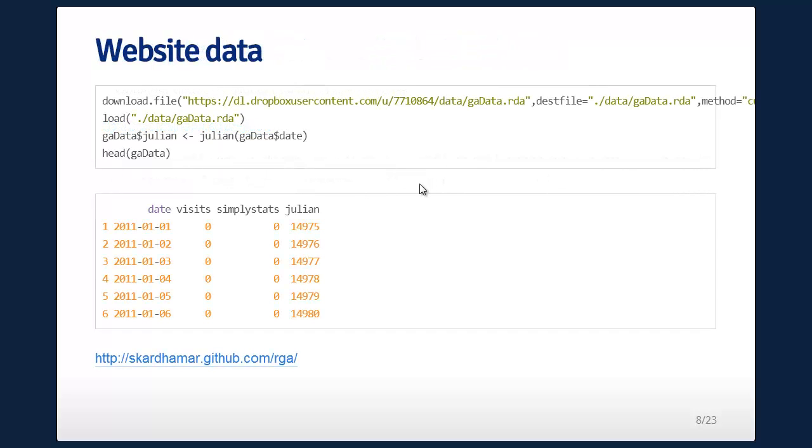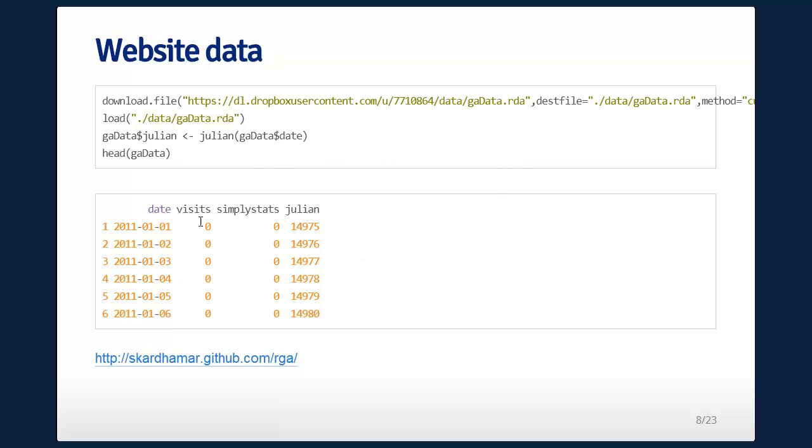So here it is. You can get it. I think Jeff put it on Dropbox. The Julian dates are a count of the number of days from a specific date. The nice thing about R is that when it prints it out, it prints it in a nice format, as we can see.